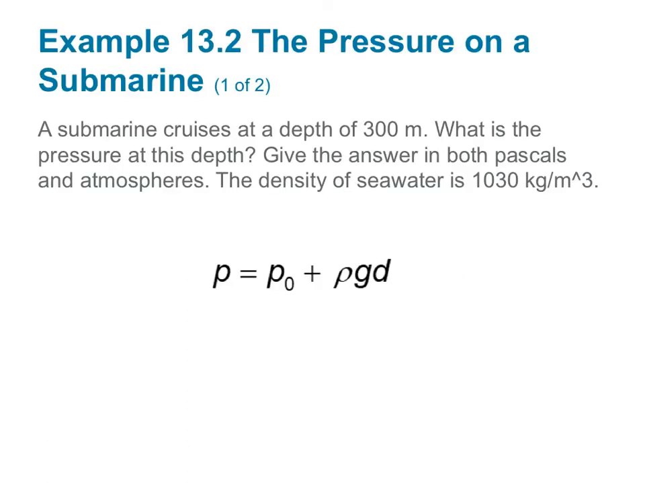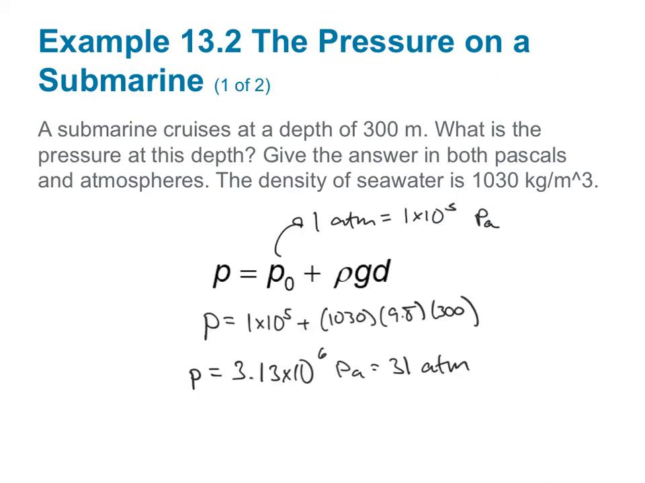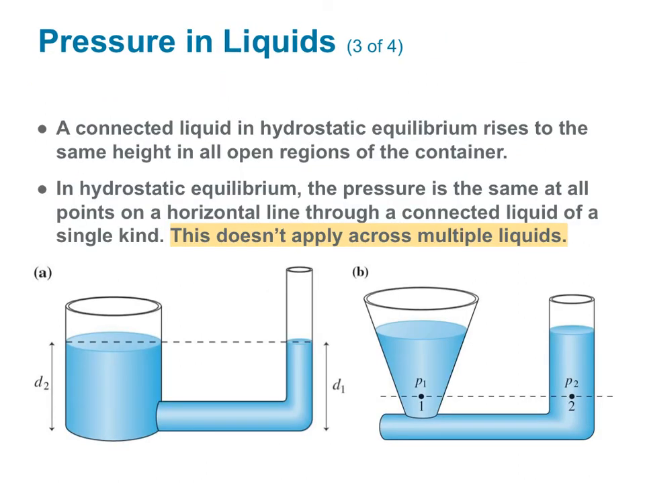You can go ahead and use that to solve this problem about a submarine. It's very much plug and play. So pause the video, try to do it on your own. I'm going to write down the answers. All right, and you should get an answer of 3.13 times 10 to the 6 pascals, which is also 31.28 atmospheres.